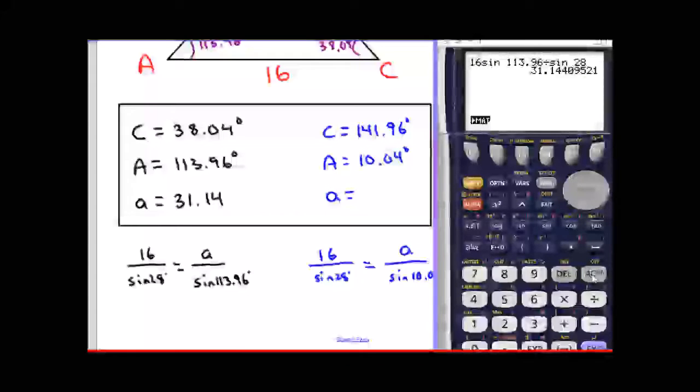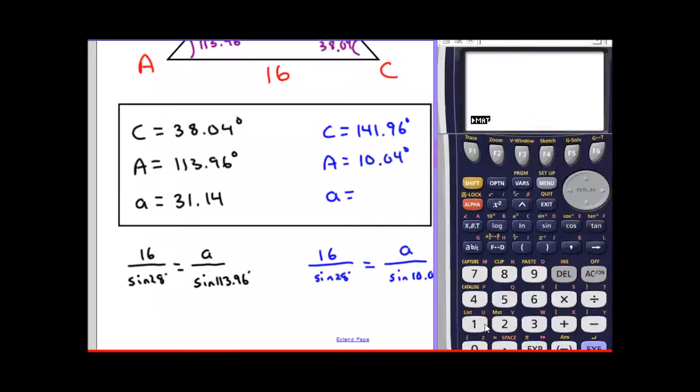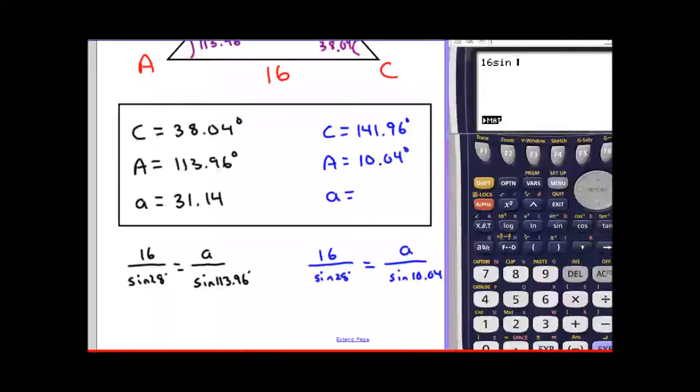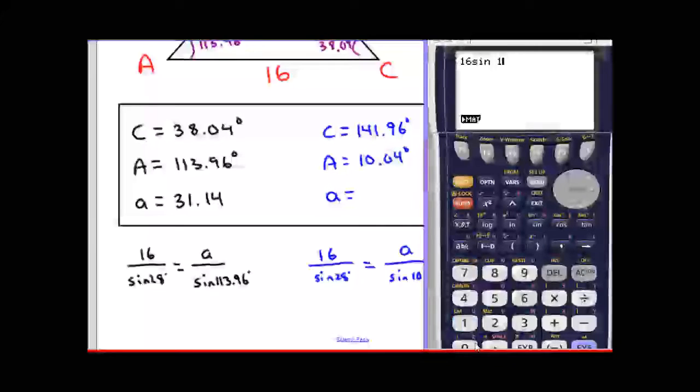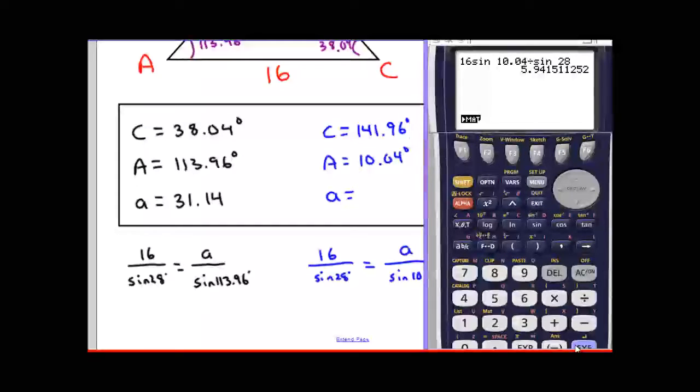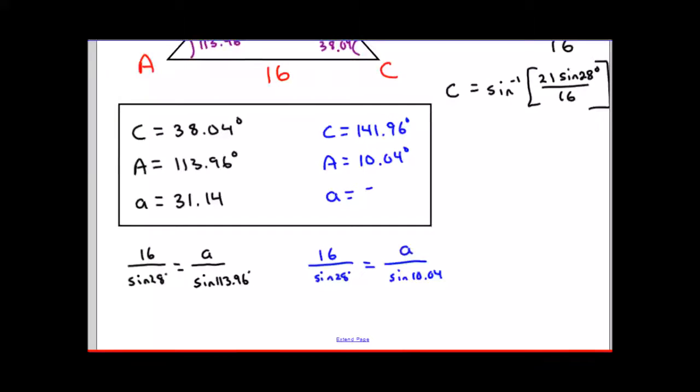So I do everything I just did on that last problem, except I replace the sine of 113.96 with the sine of 10.04. So I do 16 times the sine of 10.04 and divide that by the sine of 28. In this triangle, side A is 5.94. Okay. So there are two different triangles with these dimensions in this example.